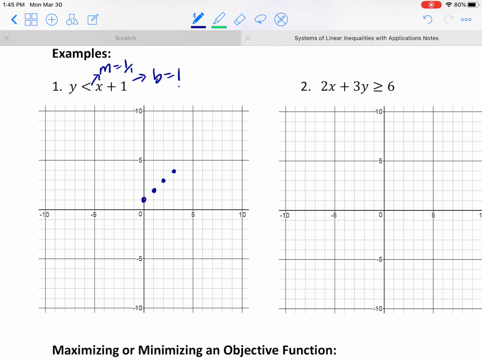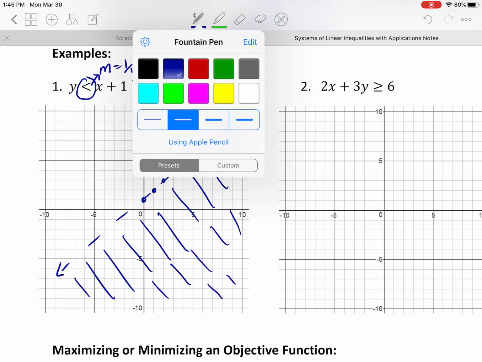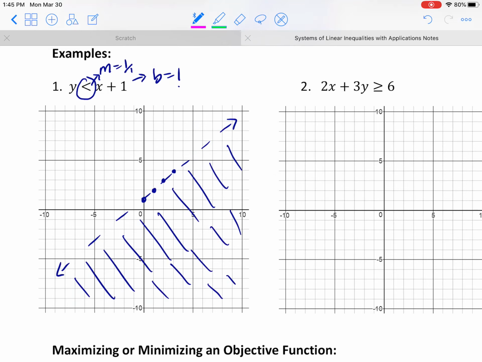Now, when we go to connect the points, we have to make sure we look at our symbol. This is a less than. It doesn't have the equal to, so I don't want to include any points on the line. So I'm going to graph with a dotted line to say, okay, this is like the cutoff for the solutions, but the points on this line are not considered solutions. Now, this is a less than symbol here, telling us to shade below. So all the points that are below this line, these are all the ones that we could plug in that would make that inequality true.